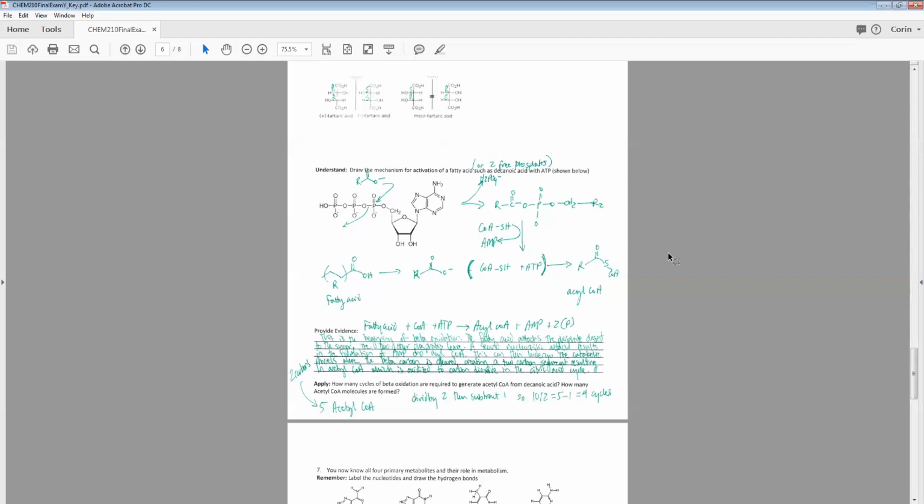So how many cycles of beta oxidation are required to generate acetyl-CoA from decanoic acid? How many acetyl-CoA molecules are formed? So we know that acetyl-CoA has 2 carbons. That means I would form 5 acetyl-CoAs. If I wanted to figure out how many cycles, I would need to divide the total number of carbons by 2 and then subtract 1. That's going to give me the total number of cycles, so in this case 4.